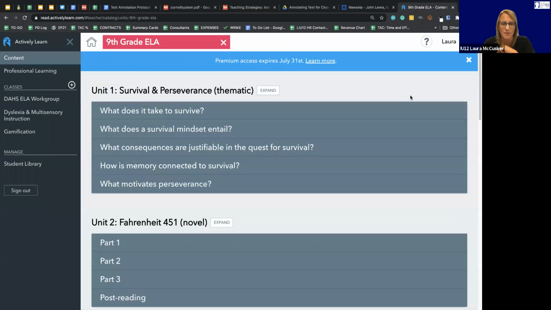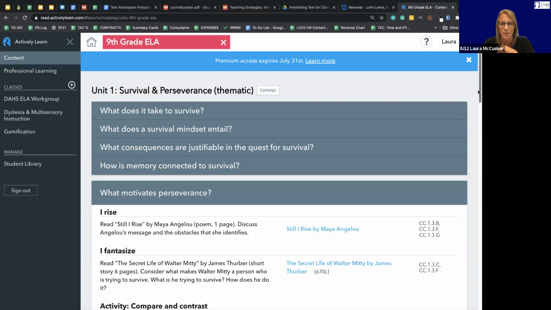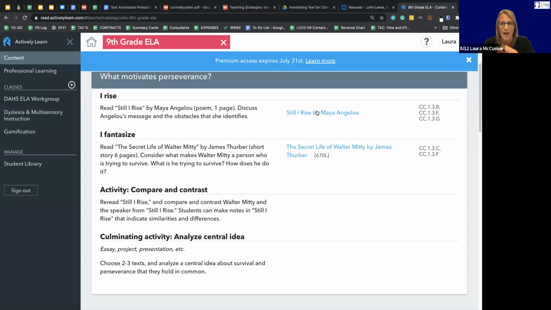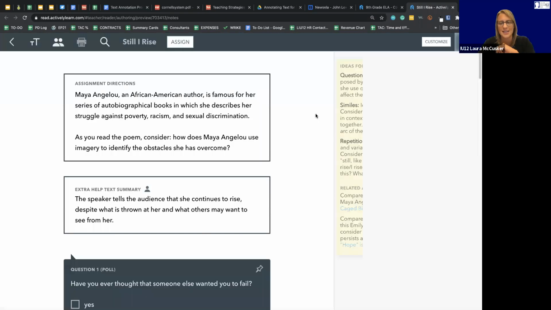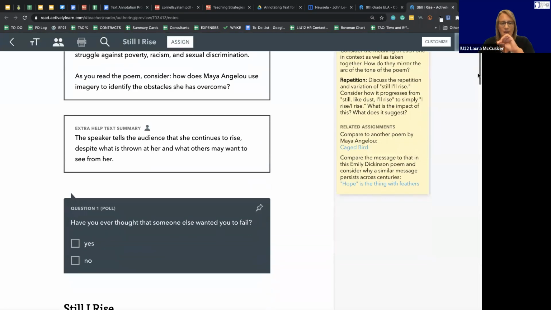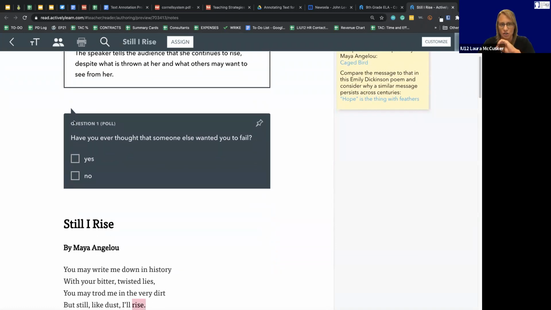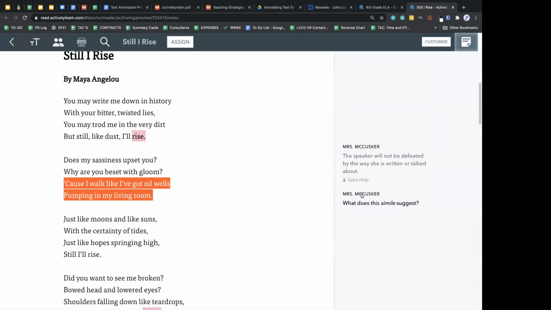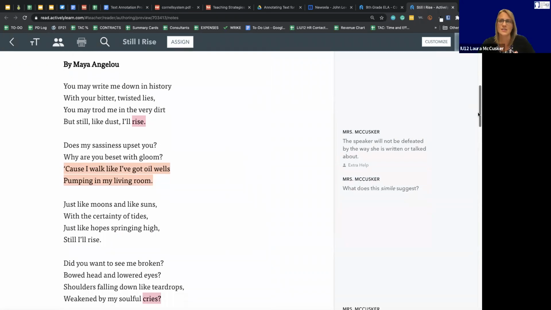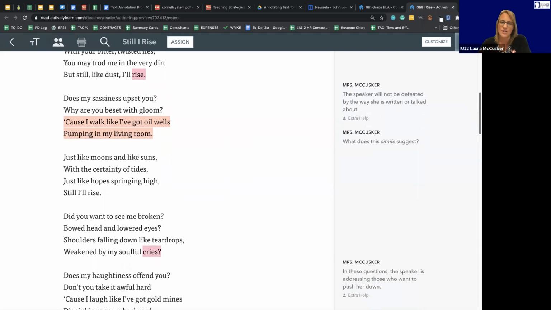So here I can look at the curriculum units. Maybe I want to pick 9th grade ELA, and maybe I want to look at motivation for perseverance. We have Still I Rise by Maya Angelou. So what Actively Learn does is it was built to annotate. So you can insert questions such as polls, as well as directions on what to do along the way for students. So this is really making a close reading experience, not in the classroom when I'm necessarily next to the student, but in that more asynchronous fashion.